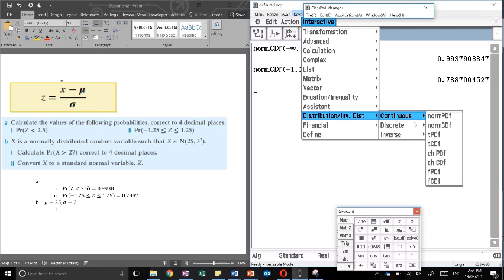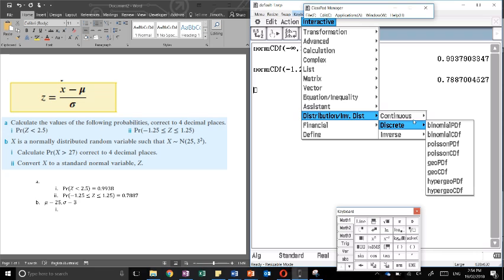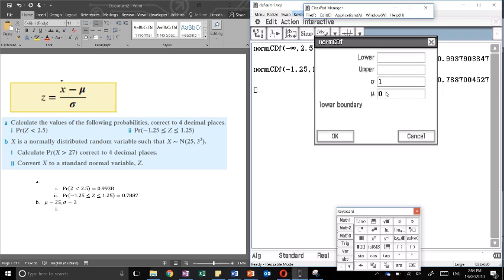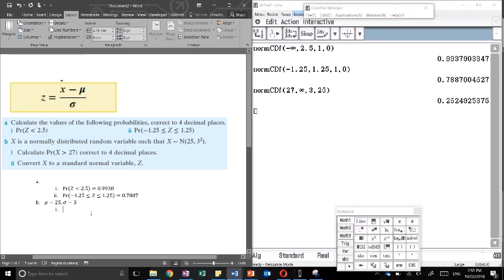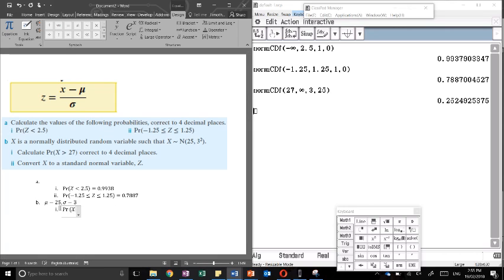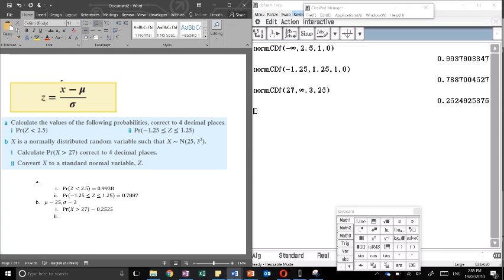So same thing. Our lowest one is 27 because we want it greater than 27, all the way until infinity. Our sigma this time is 3, standard deviation is 3, and then our mean is 25. Alright, so then we get the probability of X greater than 27 being equal to 0.2525.